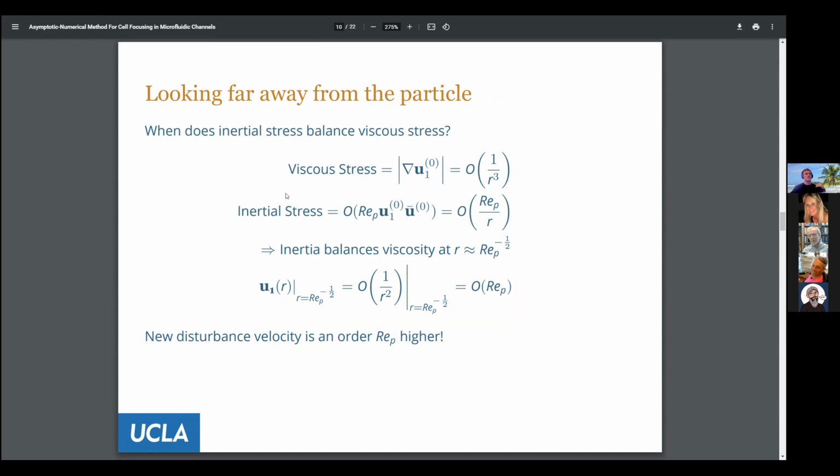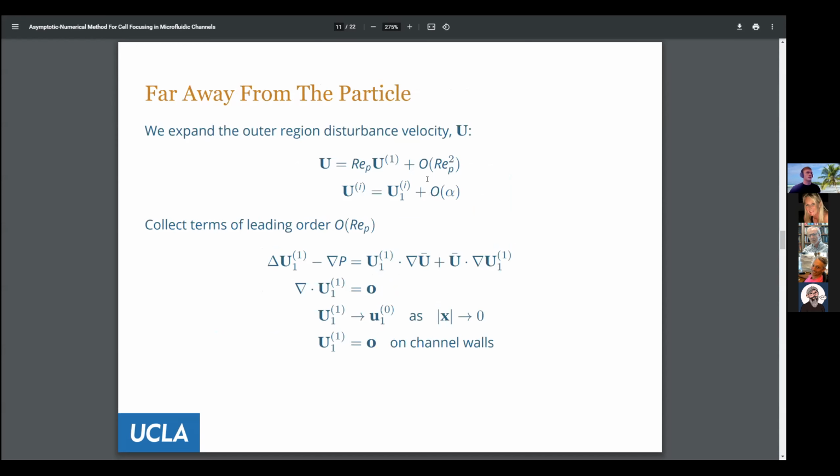You just balance the viscous stress of the solution we just calculated with the inertial stress of the solution we just calculated, line them up, and then solve for what the expected length scale we have to be away from the particle, where the disturbance flow is of the same order as the background velocity. And this ends up being where we pick up our factor of Reynolds particle number and arrive at basically our linearized Navier-Stokes equations in this case.